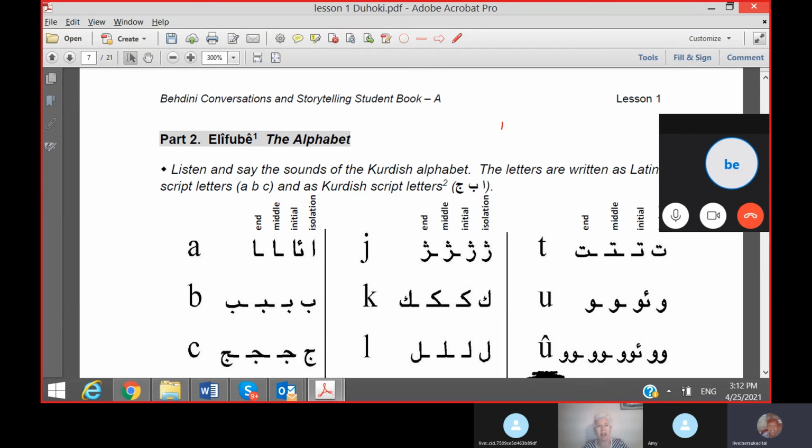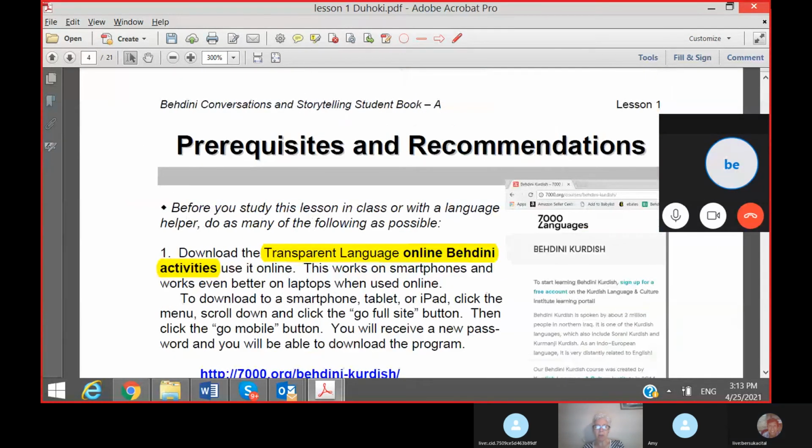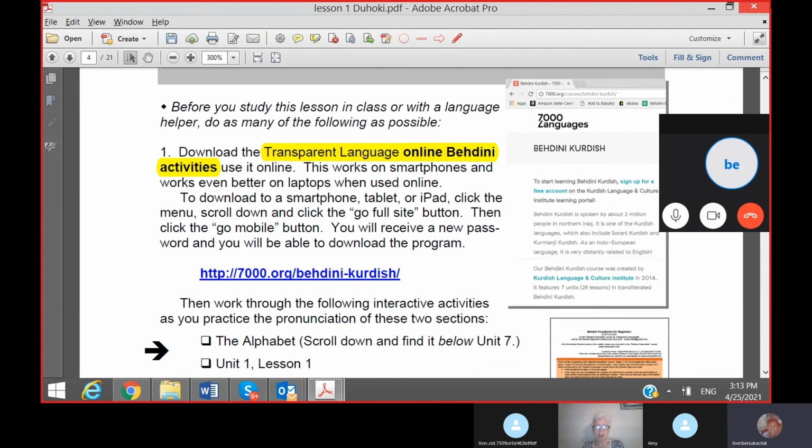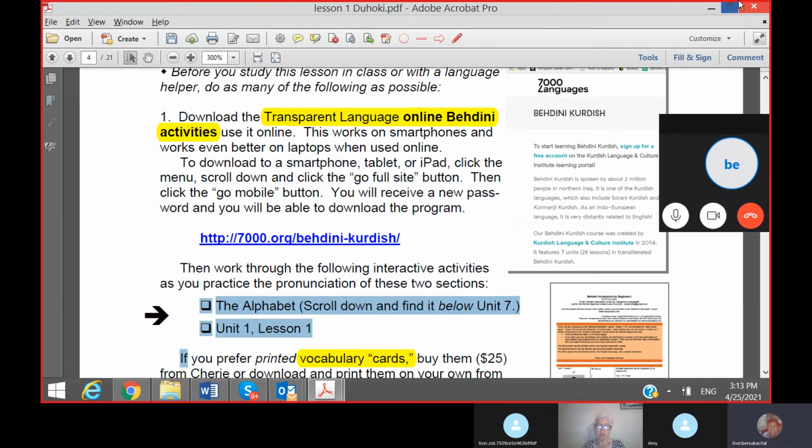My best suggestion is you download that Transparent Language app and work with that over and over again. That's native speaker recorded, and it's very visual. They have games to work with all the pronunciation. It's all described on your page 1, your prereqs and recommendations, that number 1 thing there. You download that and then you work through the alphabet where this big arrow is, in Unit 1, Lesson 1. If you do that, you will have good success with your pronunciation.